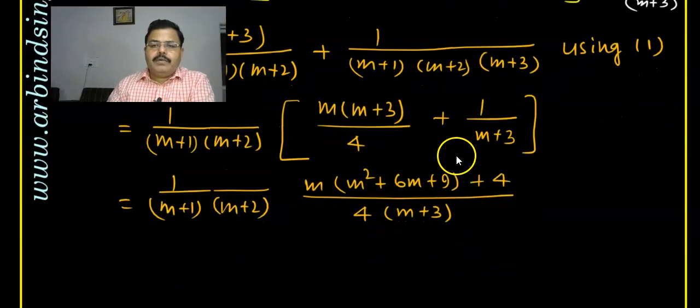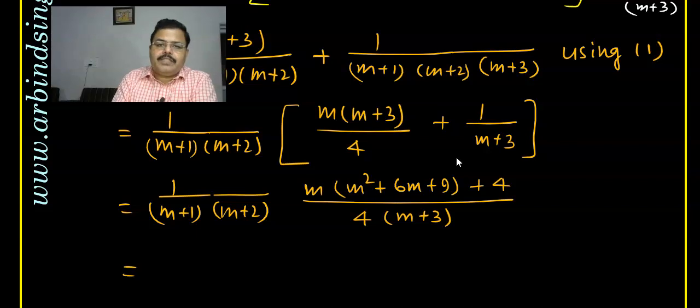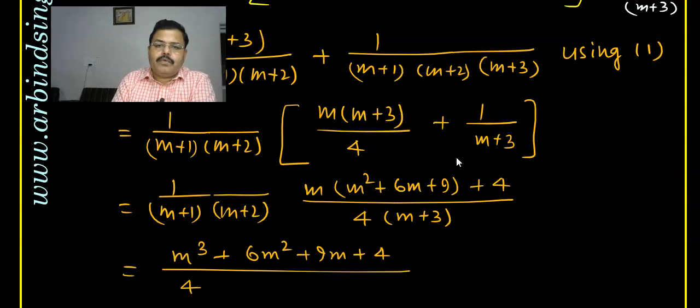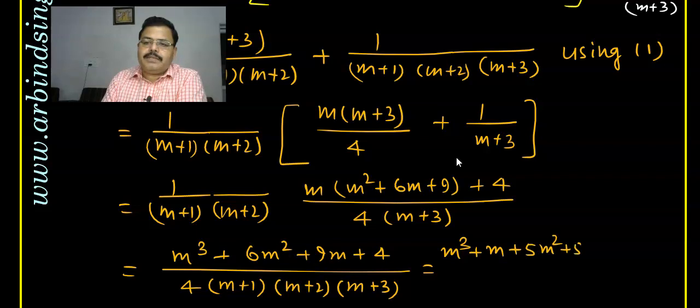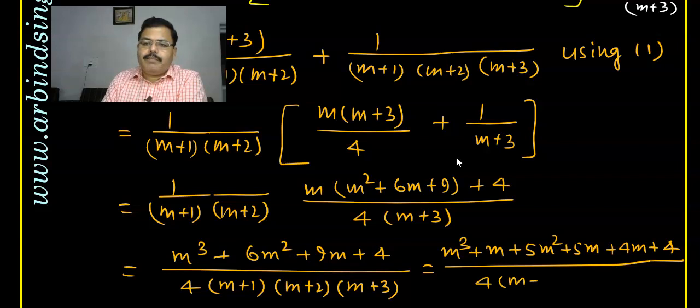Okay. Now the whole expression can be written as in numerator m cube plus 6m square plus 9m plus 4 whole divided by 4 times m plus 1, m plus 2, and m plus 3. So I can take here m plus 1 common, so that it must be cancelled in the denominator, isn't it? And so we can write it m cube plus m plus 5m square plus 5m, and now 5m plus 4m, 9m plus 4, whole divided by 4 into m plus 1 into m plus 2 into m plus 3.